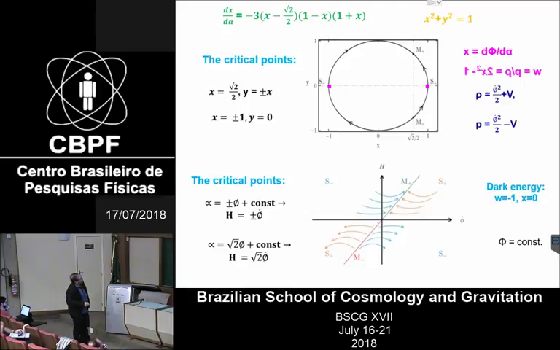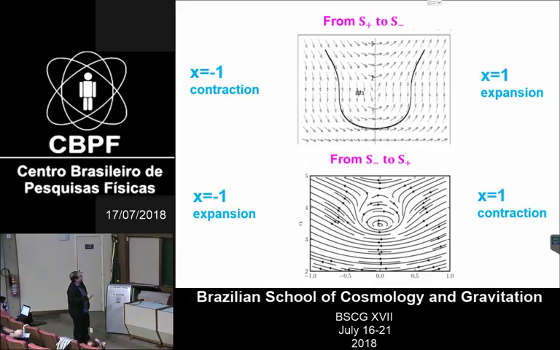But if you do this, you necessarily cross this line here. This cannot be done. And the same thing here. So just analyzing this, you can feel that if you want to have a bounce, the only possibility is coming from S minus and then going to here, or coming from S plus and then going to here. And remember that when you are here, the potential is negligible, and only the kinetic term is important, and you have a bouncing solution in this situation.